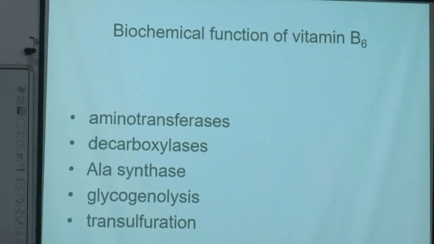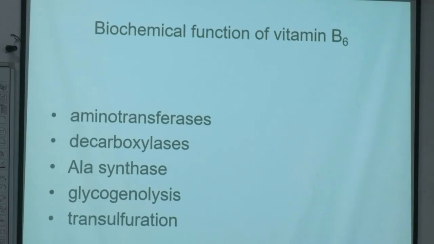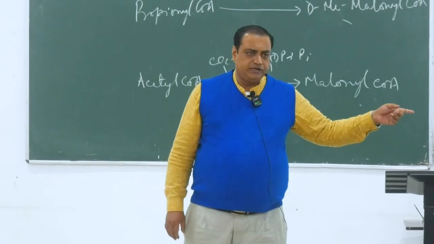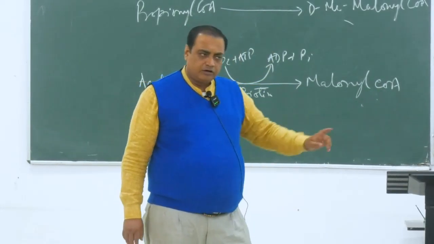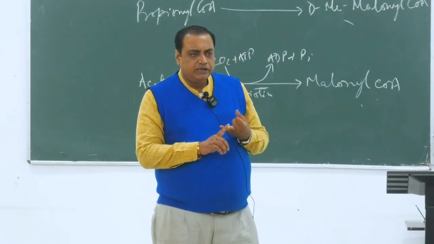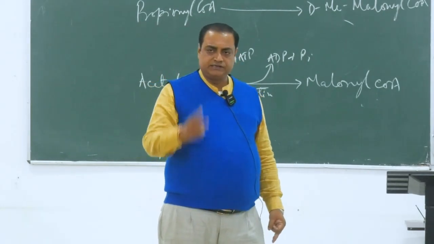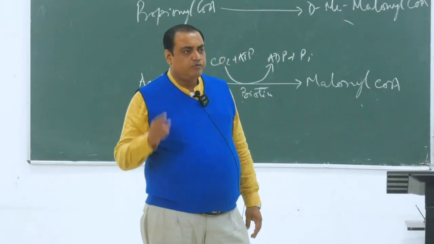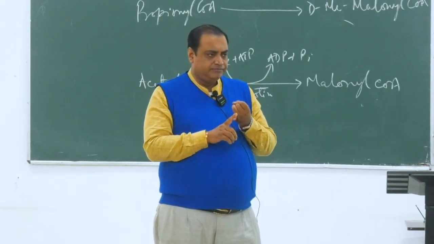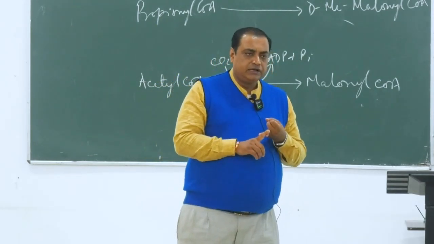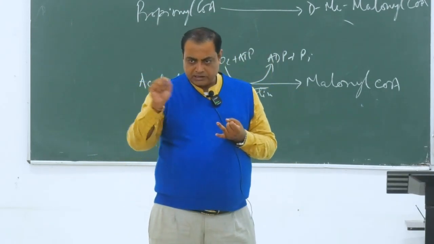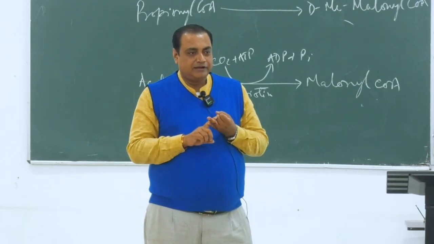Now the reactions they participate in: biotin is required in carboxylation, pyridoxal phosphate is required in the opposite, decarboxylation. Pyridoxal phosphate is also required in transamination. There are two reactions which cannot happen without pyridoxal phosphate: one is decarboxylation, another is transamination. Are there any exceptions? Yes, there is an exception. I am not telling you, I am asking you to write down the exceptions.